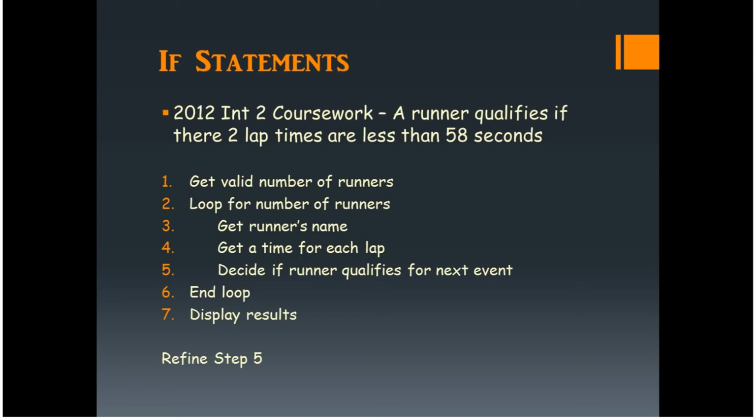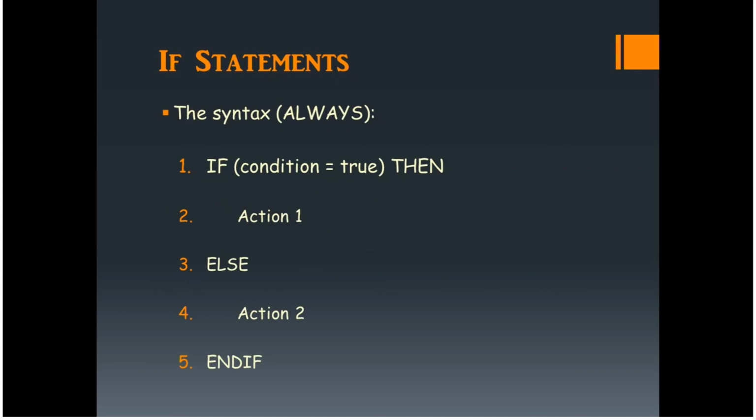Now the step we're looking to refine is step 5. So here's my syntax. If something is true, then action 1, else action 2, end if. So we're looking at step 1. What condition is it that needs to be true? Well, I've got 2 laps. Lap 1 needs to be less than 58 seconds. Lap 2 needs to be less than 58 seconds. And it's separated by an and because both of these conditions need to be true in order for the runner, or the swimmer, I can't remember what it was, to progress to the next round.